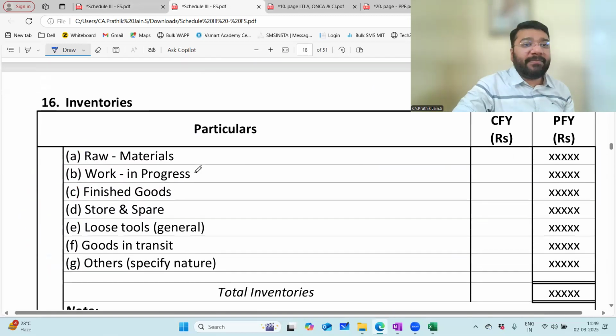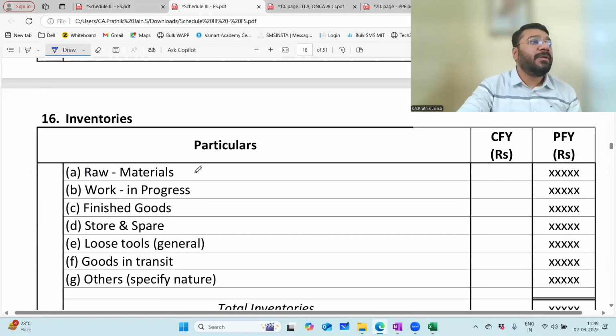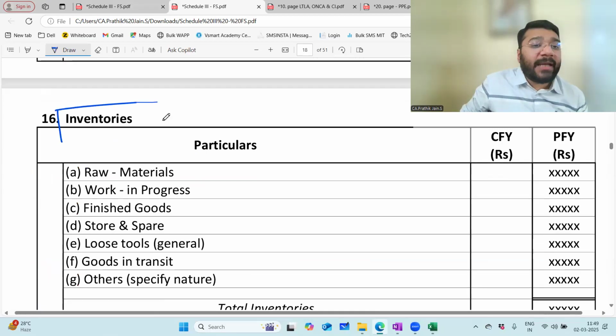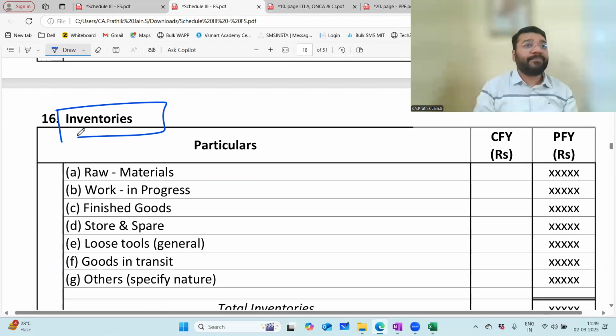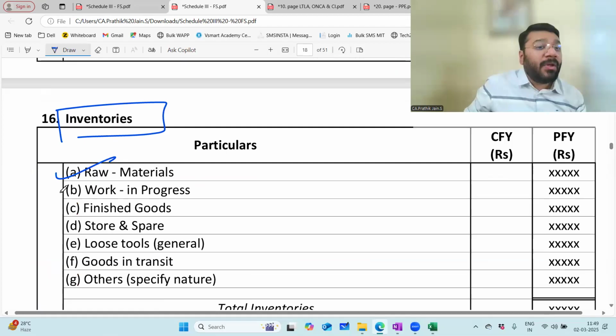Now coming back to inventories. Here, what are you supposed to do? You are supposed to disclose the information about the different types of inventories. How many types of inventories do you have? Generally, 4 broad categories of inventory: raw material, work in progress, finished goods, and stock in trade.